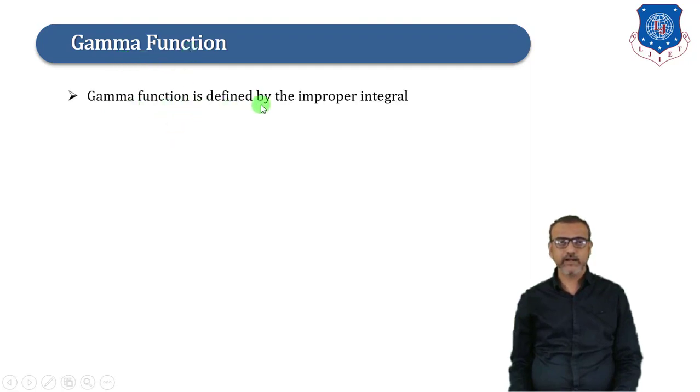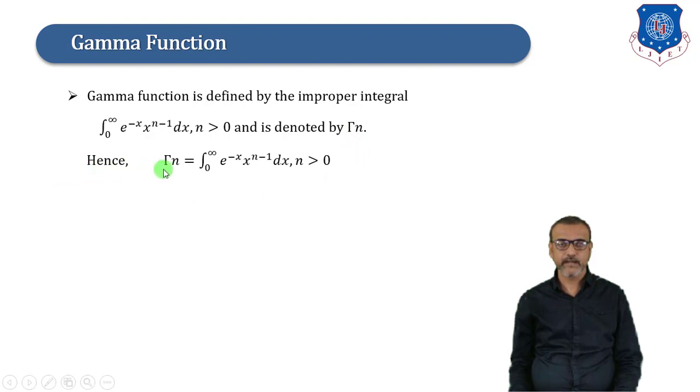Gamma function is defined by the improper integral, integration from 0 to infinity e raised to minus x, x raised to n minus 1 dx, where n is greater than 0, and is denoted by this symbol, and this is read as gamma n. Hence, gamma n equals integration from 0 to infinity e raised to minus x, x raised to n minus 1 dx, where n is greater than 0. So this is how we define gamma function.